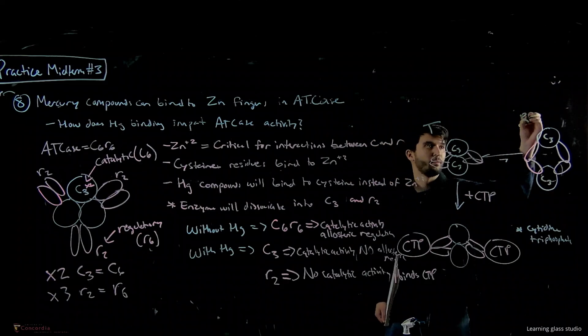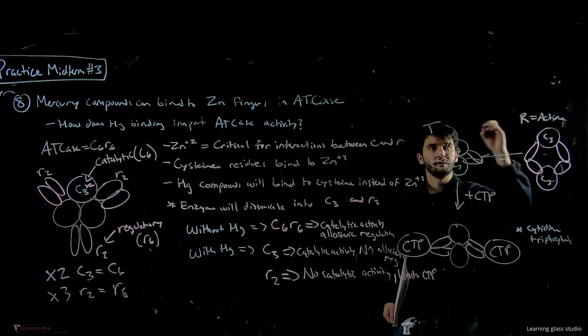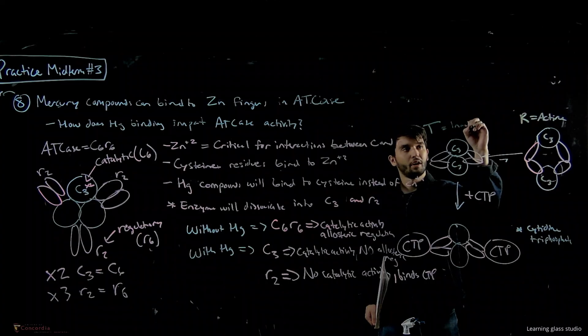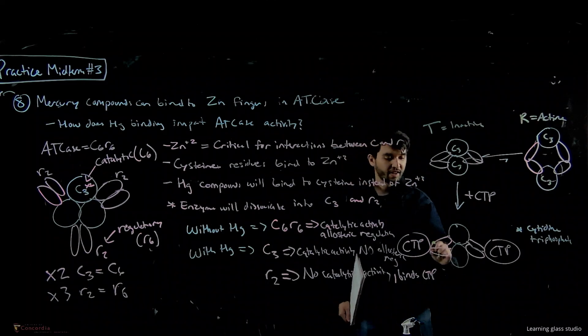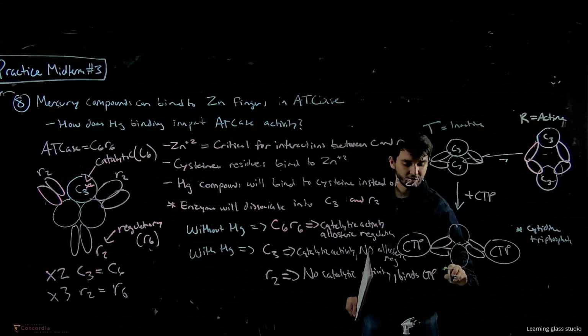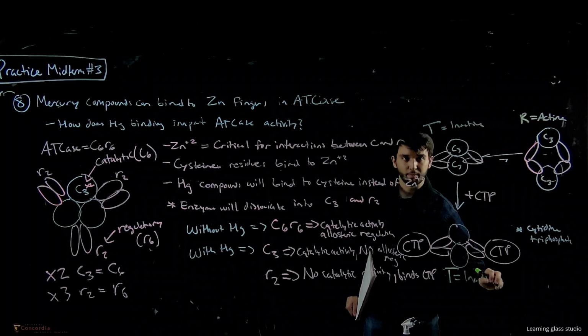So R state, remember, is active, same as hemoglobin. T state is inactive. And when CTP binds, CTP keeps it in the T state. So T inactive, so CTP inactivates.